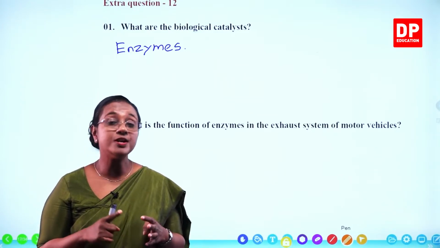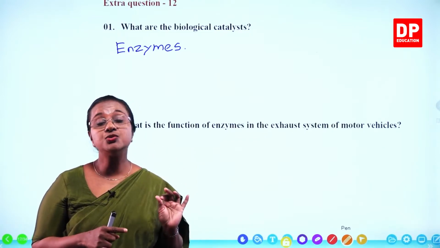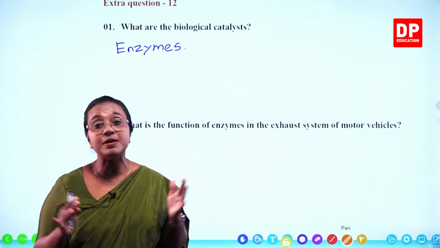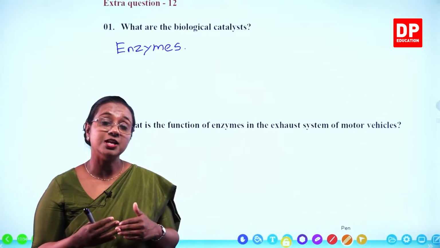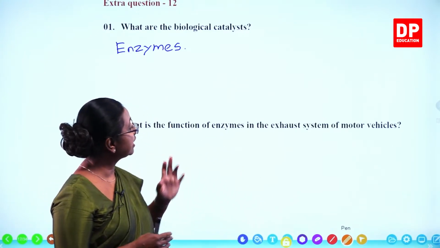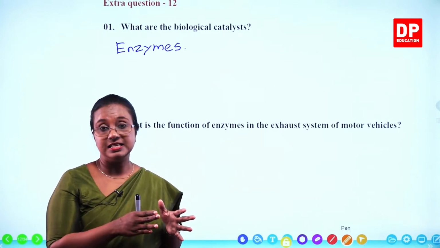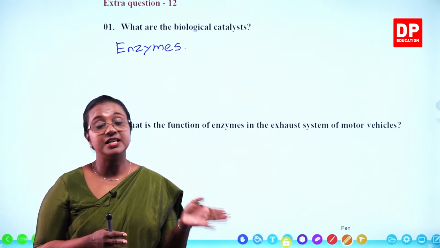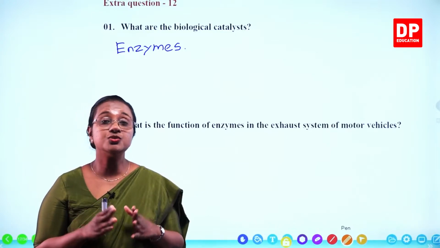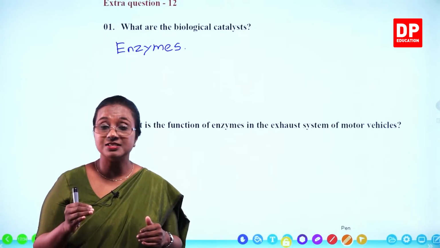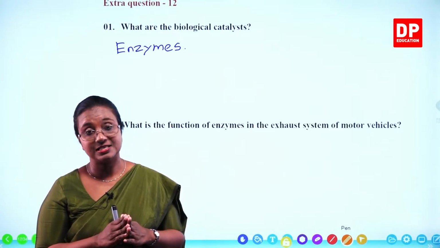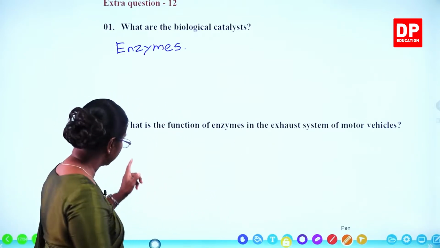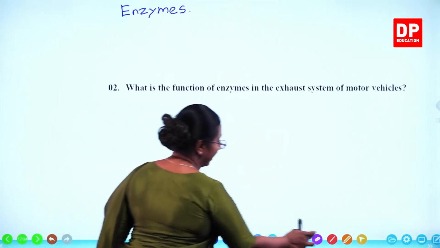Carbon monoxide is CO, nitric oxide is NO. Now these two gases are pollutant gases. If they evolve into the environment, that can pollute the environment. So because of that, they have a catalytic converter connected to the exhaust system, and these catalysts convert carbon monoxide into carbon dioxide and nitric oxide into nitrogen gas. So those two gases, carbon dioxide and nitrogen, are non-pollutant gases. So that is the function of enzymes in the exhaust system of motor vehicles. So you need to explain that.